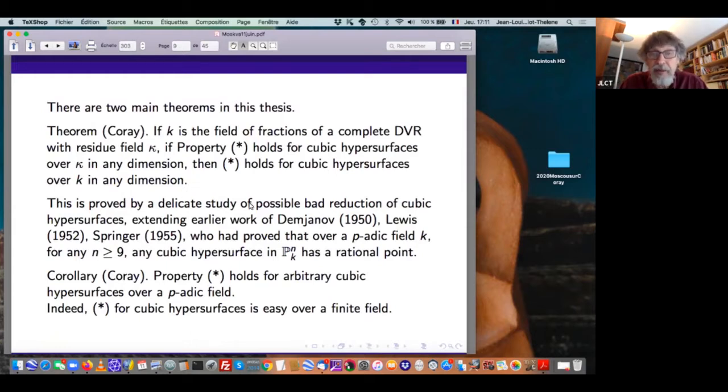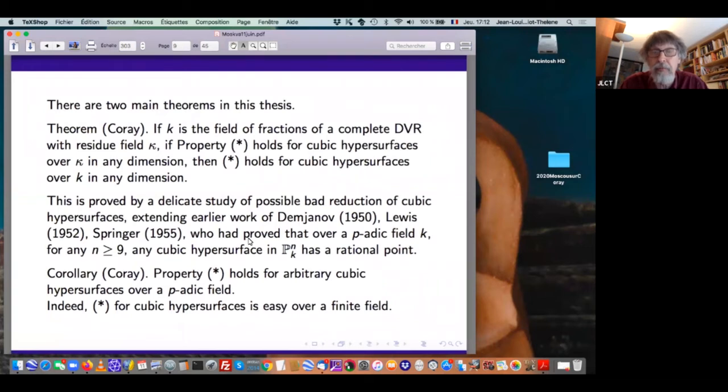So that is proved by a delicate study of possible bad reduction of cubic hypersurfaces, extending earlier work of Demyanov, 1950, Lewis, 1952, Springer, 1955, who had proved that over a p-adic field, if you take a cubic form in at least 10 variables, it always has a non-trivial zero. But by kind of reductions like the one you know very well for quadrics, but it's harder. And this study in Coray's paper, I think it's not studied well enough because people have a series of results on how rationally connected varieties degenerate, but I don't know a modern thing that would prove what is proved there.